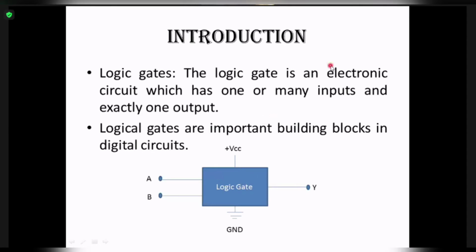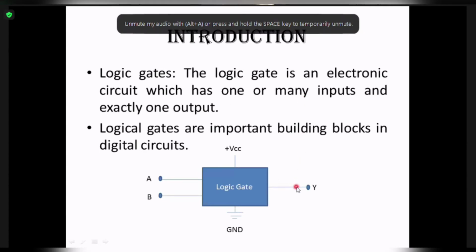Right? So we were talking about how a logic gate is an electronic circuit which has one or many inputs. As I said, a minimum of one input is required, and the output will be exactly one in all cases. Whether you provide one or multiple inputs, the output will be exactly one. Now, why do we need to study logic gates?